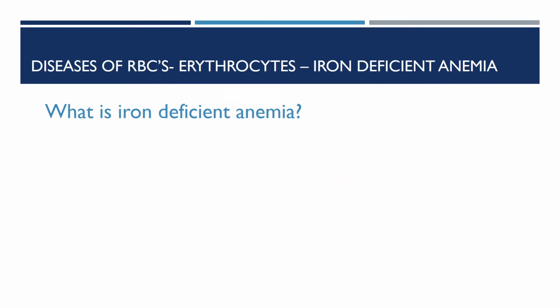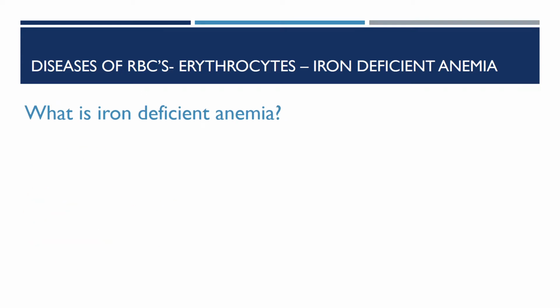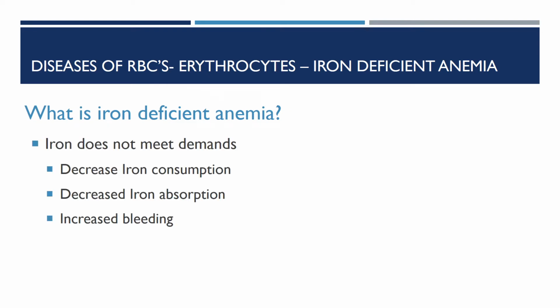So getting on into the different types of anemia. So iron deficiency anemia is going to manifest itself in the same manifestations that we see with general anemia: weakness, fatigue, pallor, syncope, dyspnea, tachycardia. And really what iron deficiency anemia is, you don't have enough iron in your diet, or you're not absorbing it at a high enough rate.